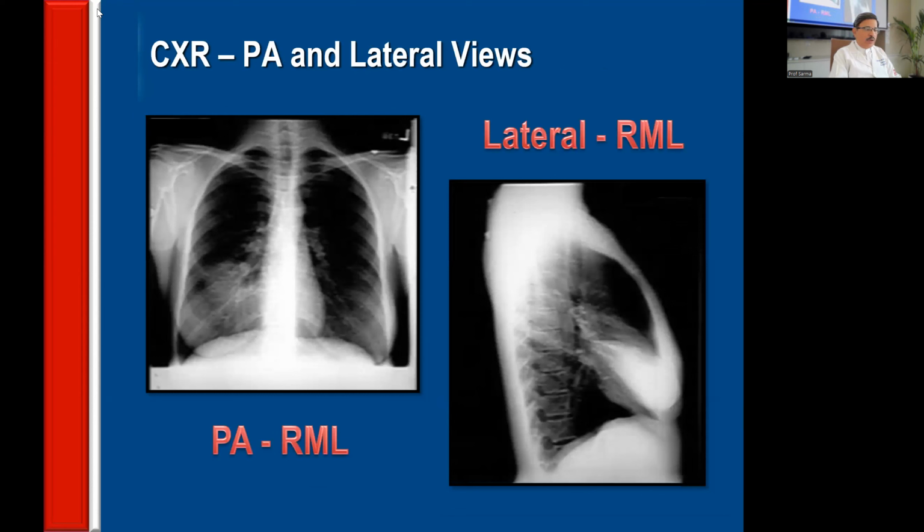Okay. Now, you have PA and lateral views of the same patient. This is the right middle lobe consolidation. You can see paracardiac opacity, and on the lateral view it is a typical middle lobe involvement. Upper lobe and lower lobe are not involved. Typical middle lobe involvement. This is the lateral view. When you suspect middle lobe involvement, you require a lateral view also. That is why you always take an AP and lateral.